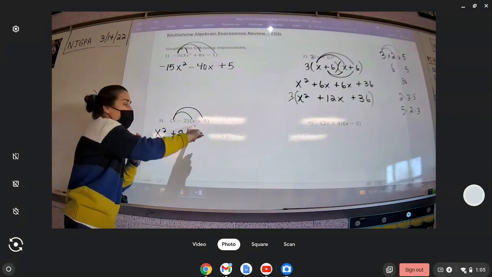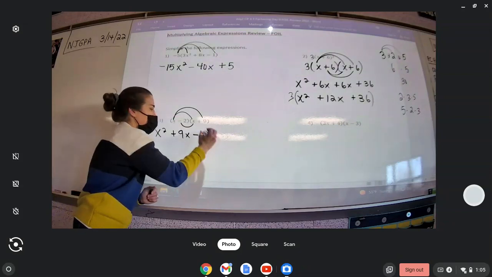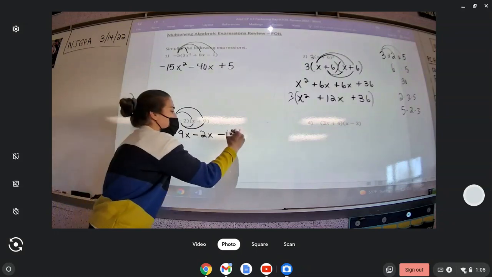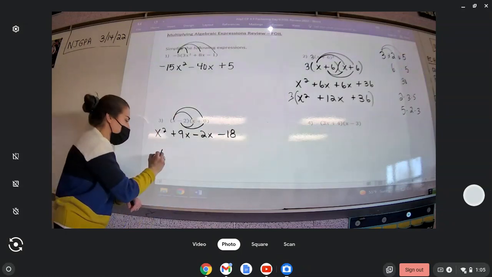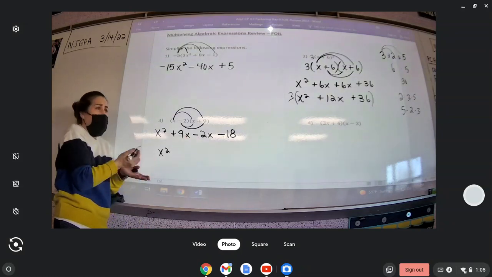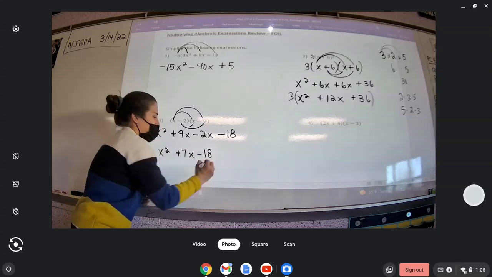So now you're gonna distribute your -2. So what's -2 times x? -2x. And then what's -2 times positive 9? -18. And then you combine your like terms. X squared comes down. 9x's take away 2x's actually leaves you with how many x's? 7x. And then minus 18.